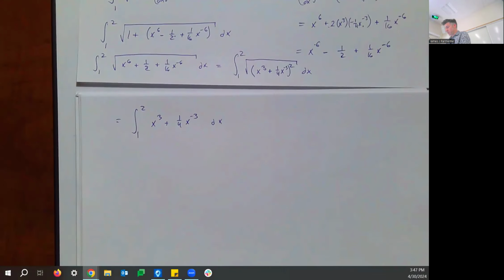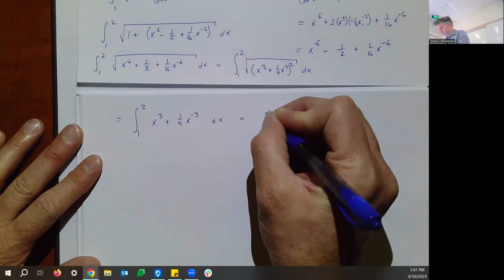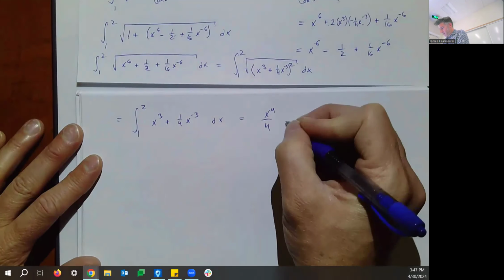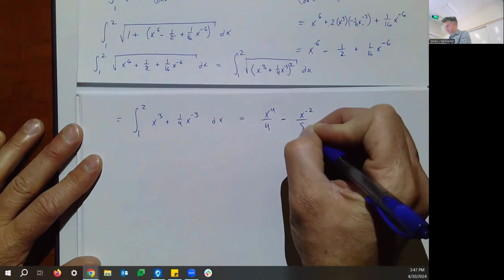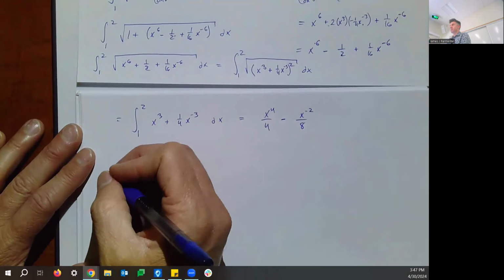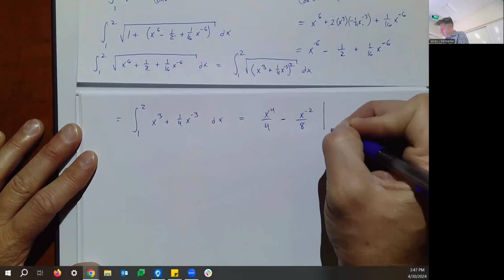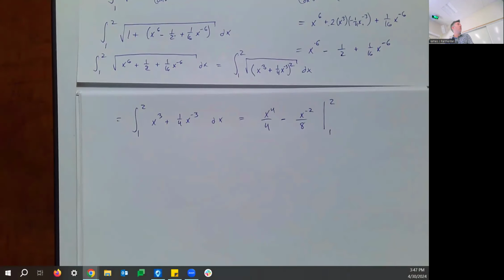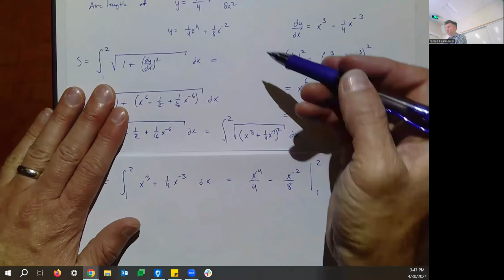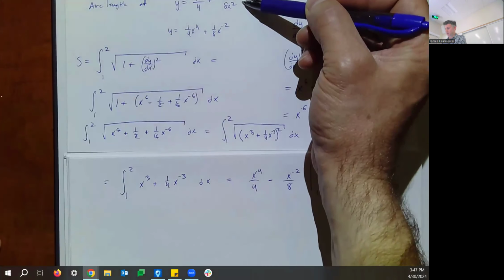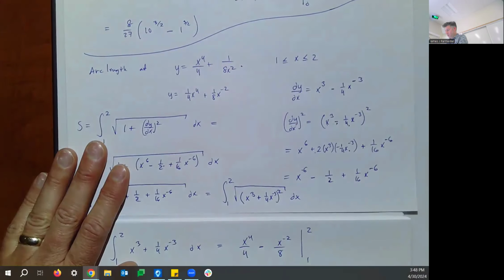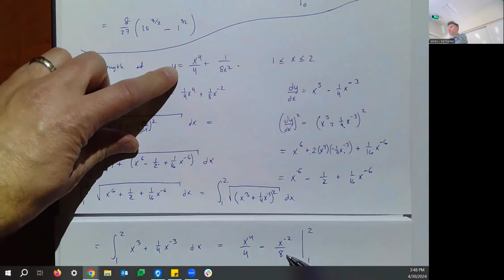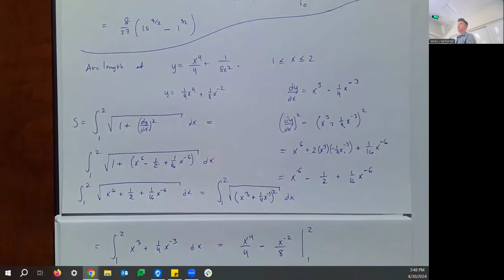And then we anti-differentiate that, and we get x to the 4th over 4 minus x to the negative 2 over 8 from 1 to 2. It kind of feels like we did a whole lot of work to end up at almost exactly the same function we started with. Almost the same. We still have to do the work.